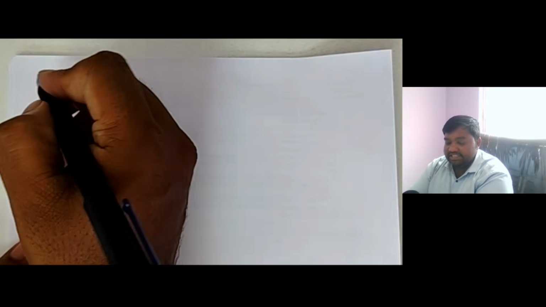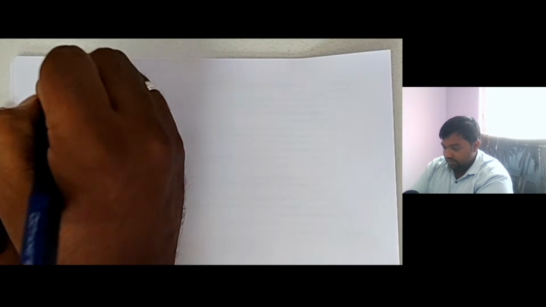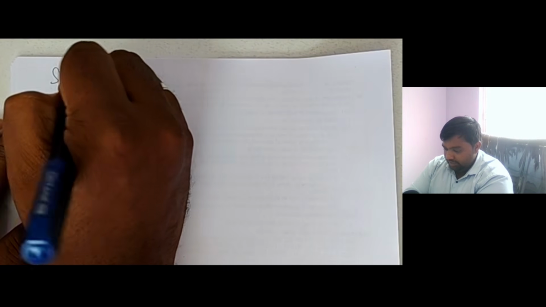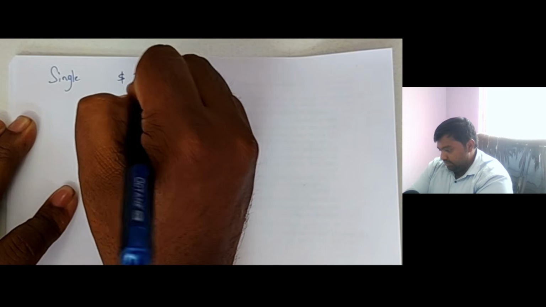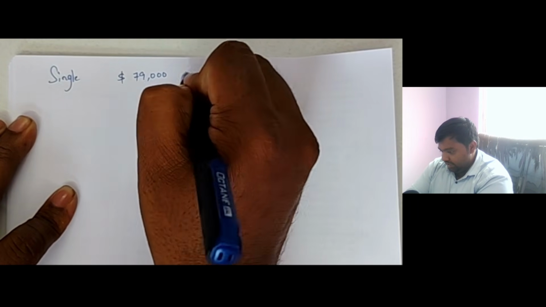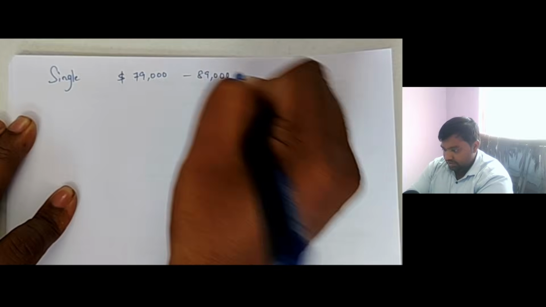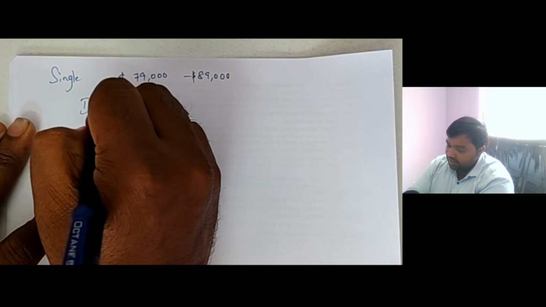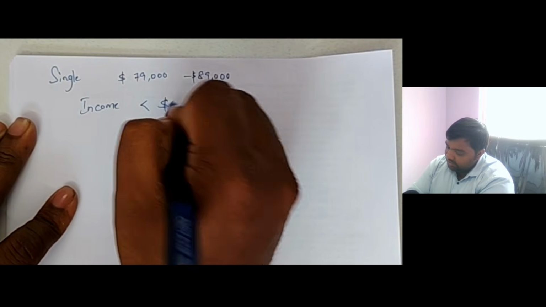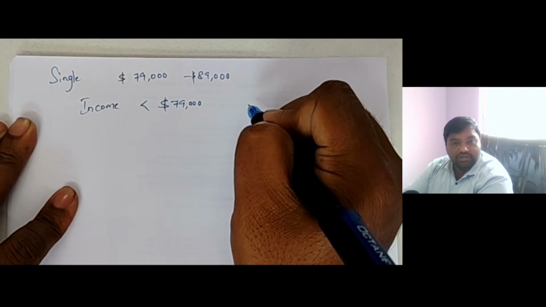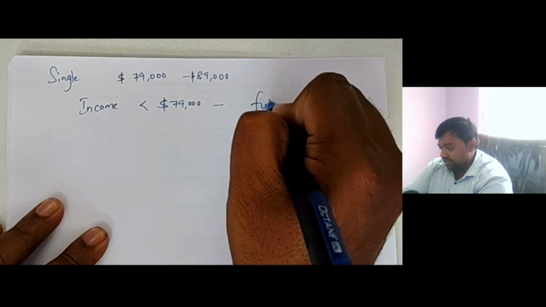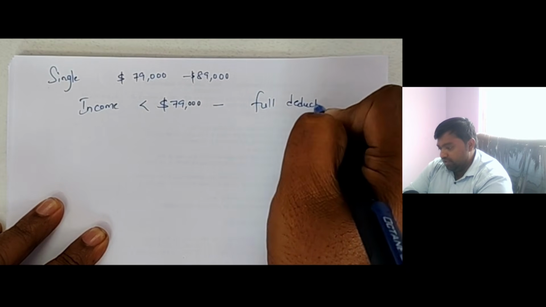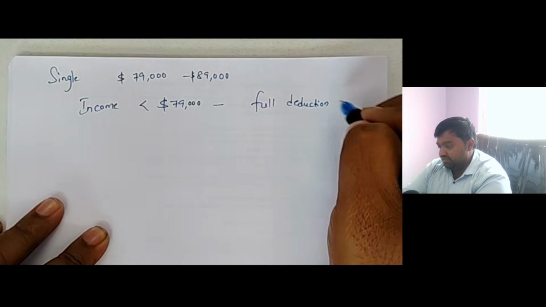So if you are coming under single status, the limit I told is 79,000 US dollars to 89,000 US dollars. If your income is less than 79,000 US dollars, you will be eligible for full above the line adjustment deduction of $7,000.